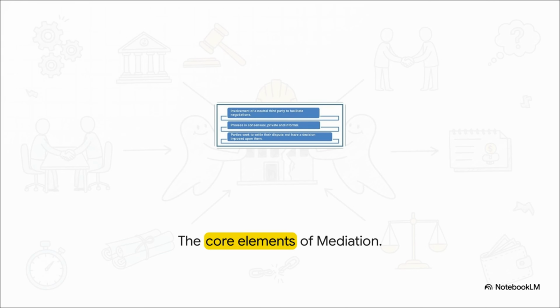Think about the core elements of mediation. A neutral third party facilitates negotiations in a consensual, highly private, and informal setting. The mediator doesn't evaluate who is right or impose a decision on them. Instead, they just help Arjun and Ms. Kapoor actually communicate their real concerns, focus on their underlying interests, and ultimately negotiate their own settlement.